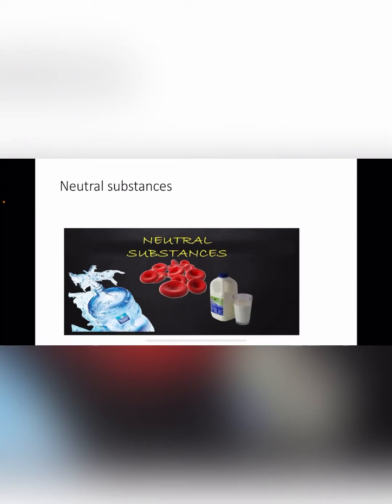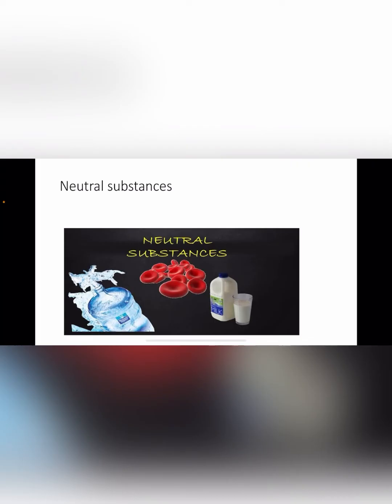So we cannot know whether it's acid or bases. And we have different kinds of examples of neutral substances that we know, and we see them each and every day of our life. Like, for example, water is very neutral. It's not acid, it's not base. So sometimes people that have acid reflux tend to drink water to calm the acid down, because it does not contain a base or an acid.